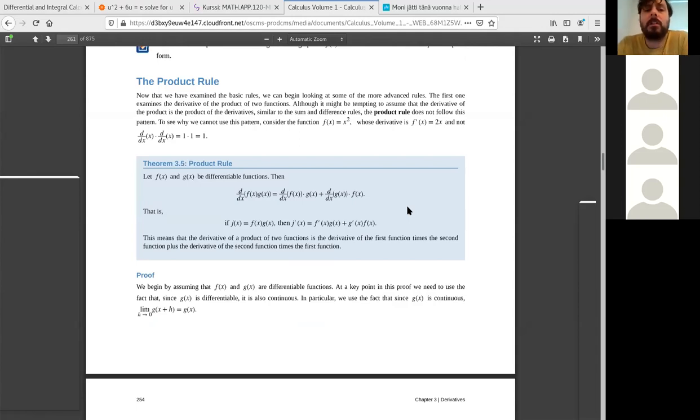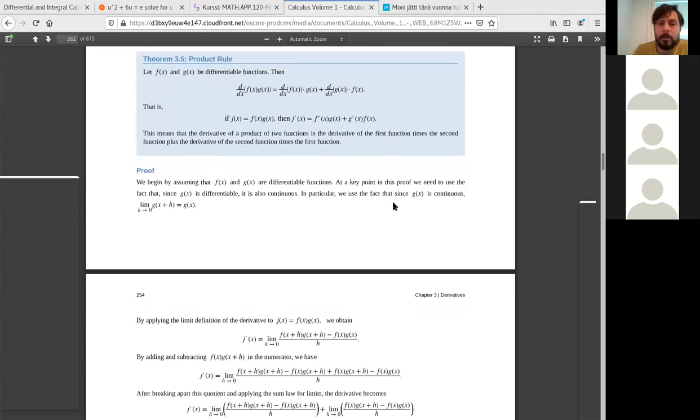So if we multiply f and g and find the derivative of that, then it's not going to be the derivative of f times the derivative of g, because it's going to behave a little bit differently. So why? Well, let's take a look at this proof. I think it's easier to do it following this.